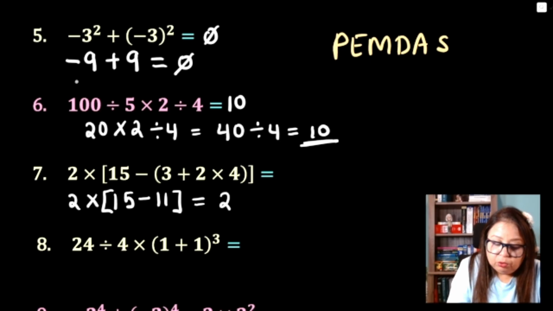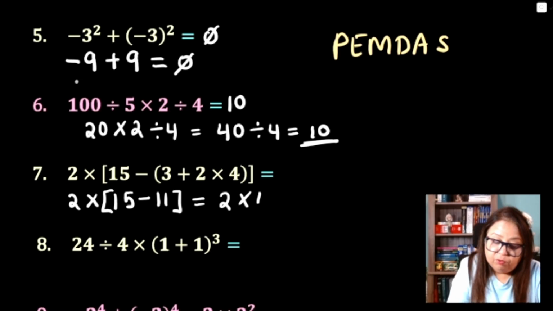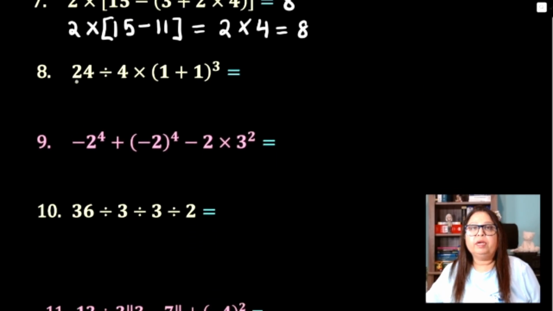This gives us now 2 times. We're going to evaluate the parentheses first. 15 minus 11 is 4. 2 times 4 is 8. So our answer is 8. Moving on to problem number 8.